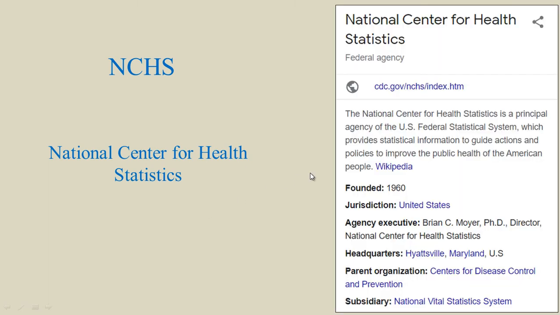NCHS, National Center for Health Statistics. The National Center for Health Statistics is the principal agency of the U.S. Federal Statistical System, which provides statistical information to guide actions and policies to improve the public health of the American people.